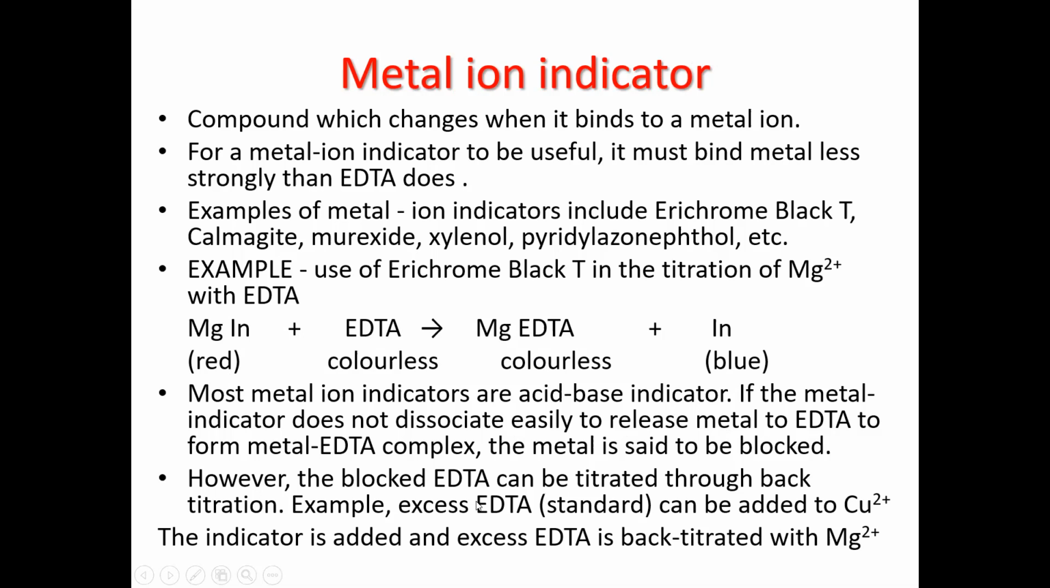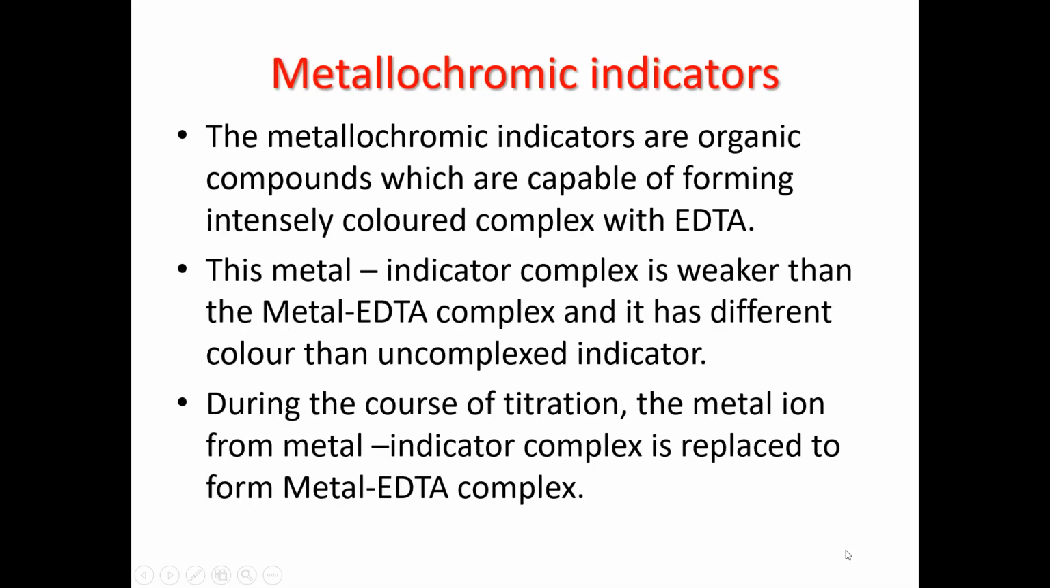EDTA complex. So the indicator is added, and whenever the metal is blocked, that means you cannot get the metal to react directly with the EDTA. We can use back titration, whereby you add excess EDTA, and in the titration of copper, you now add copper as a second titrant. The excess EDTA will react with the copper, and you now work back and get the concentration of your magnesium ion. So EDTA metal ion indicators are also called metallochromic indicators.